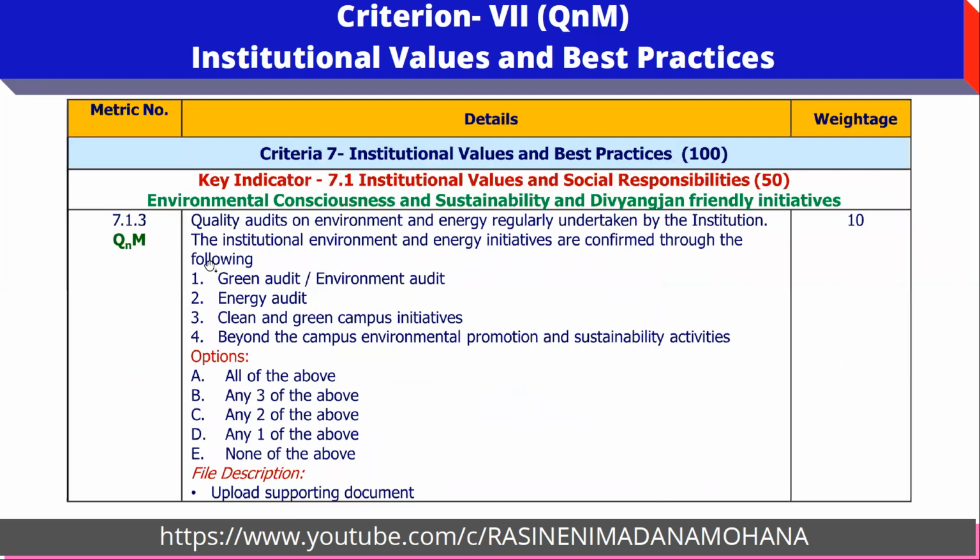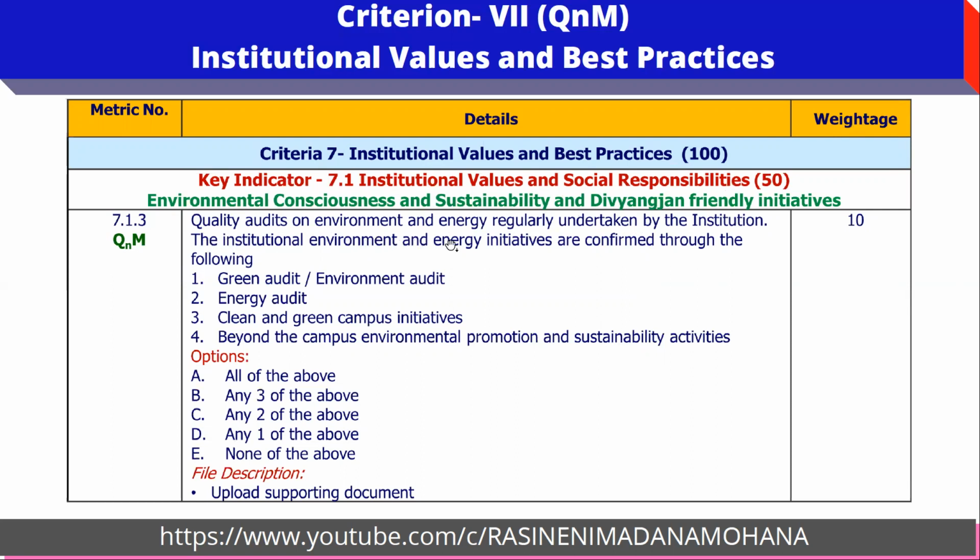Then coming to the next quantitative metric of the criterion, 7.1.3, which carries 10 weightage, comes under the key indicator 7.1, again institutional values and social responsibilities. So this is related to environmental consciousness, sustainability, and Divyangjan-friendly initiatives. The 7.1 indicator covers these areas. Now 7.1.3 is related to quality audits on environment and energy regularly undertaken by the institution.